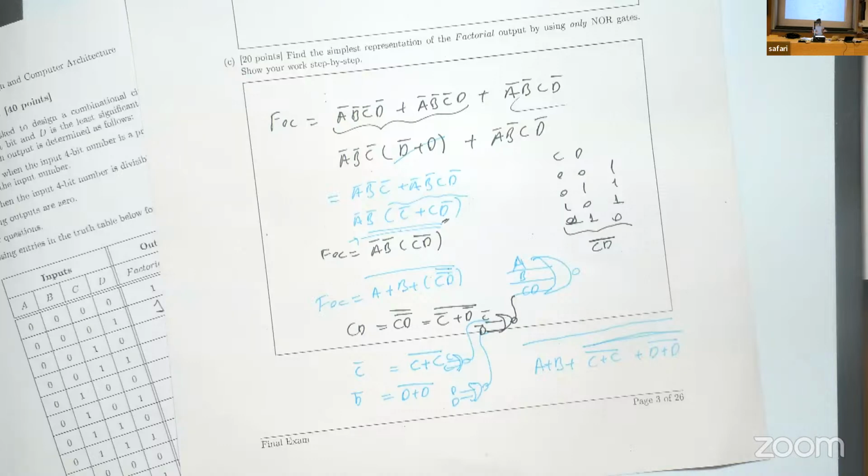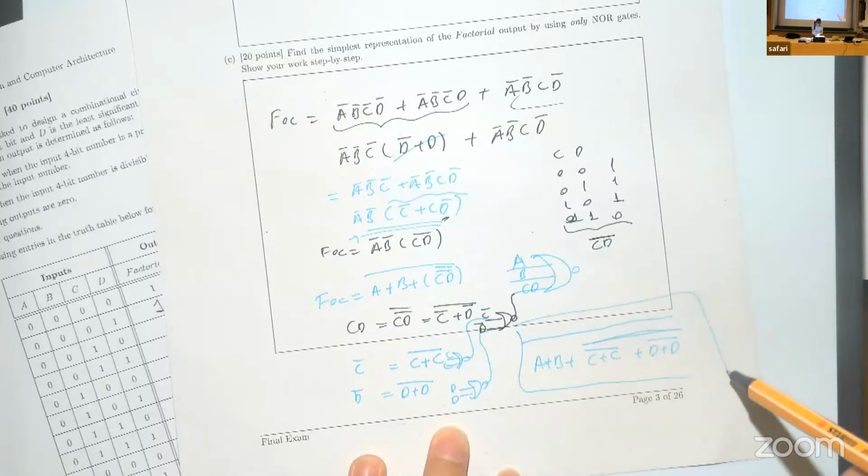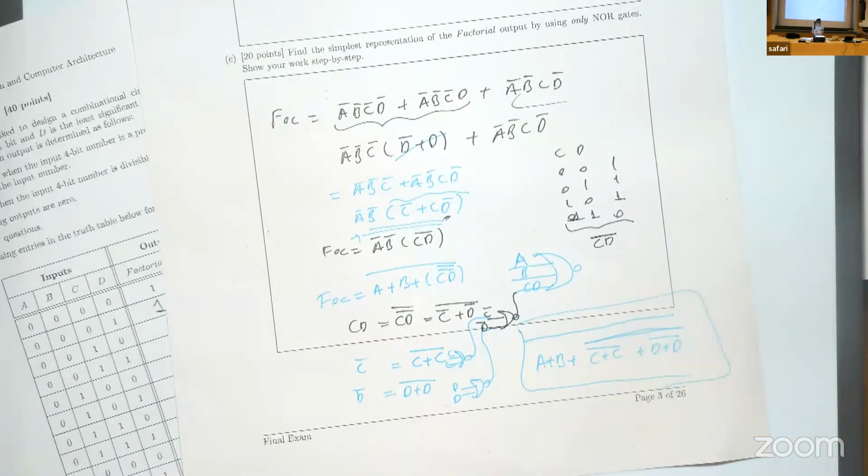So if you have to represent a circuit with only NAND gates, you can negate it in the same way. And this is the final result that you should give. Actually, you don't have to draw the NOR gates to find the solution, but it's just easier for you to visualize. But yeah, any other question?